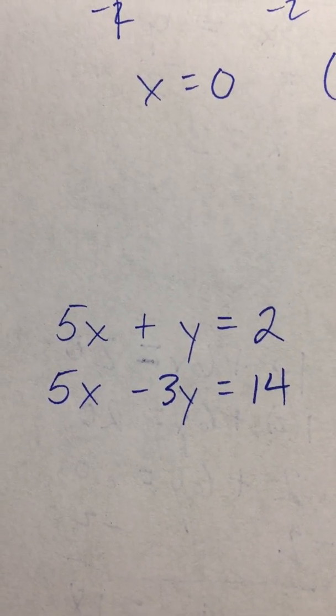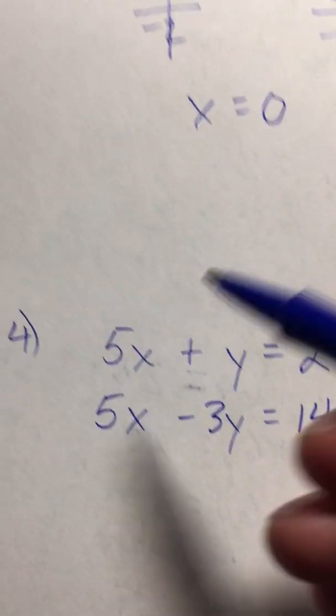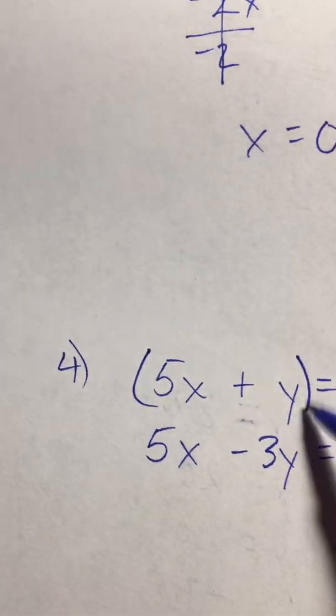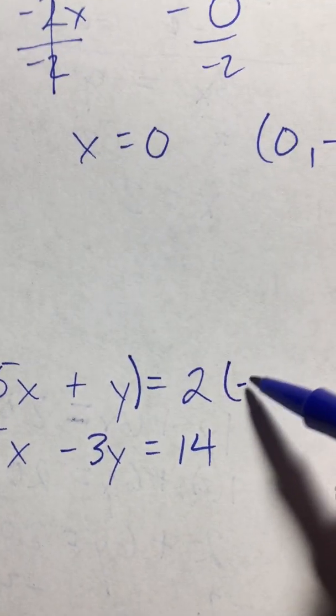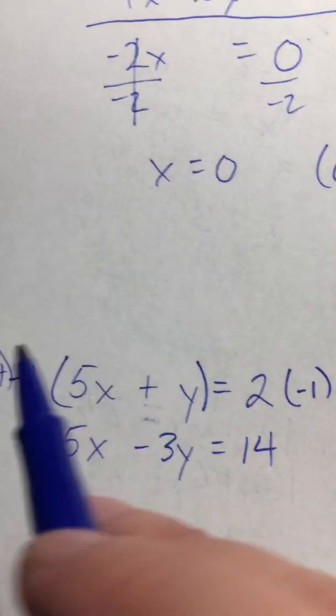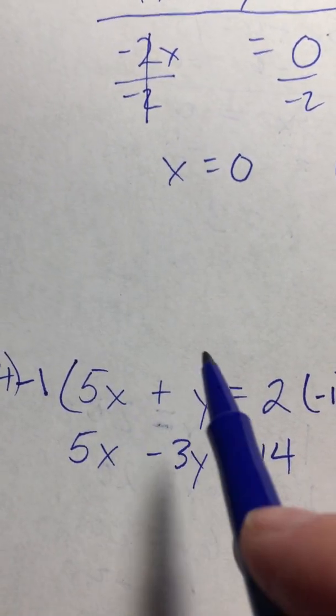I'm just going to stick with multiplying it by a negative 1. So I'm going to take this first equation, and this whole first side is going to be multiplied by a negative 1. And that means the other side is also going to be multiplied by a negative 1, because whatever you do to one side, you must do to the other side. So this whole thing is in parentheses.